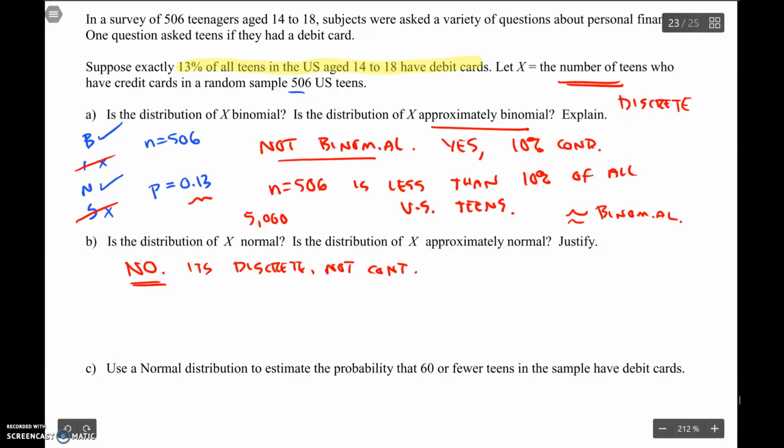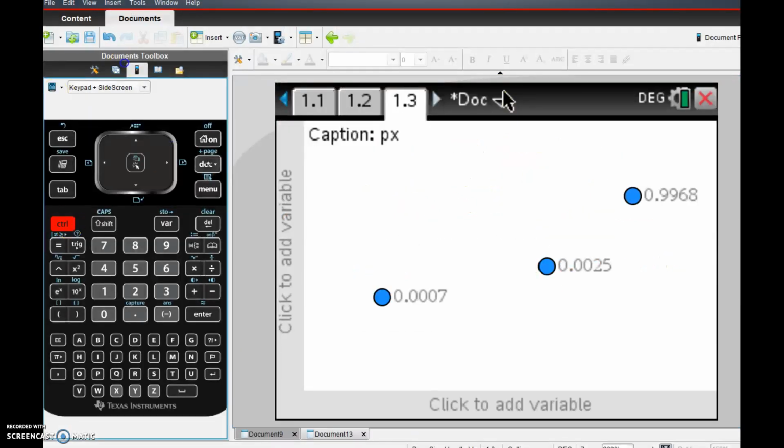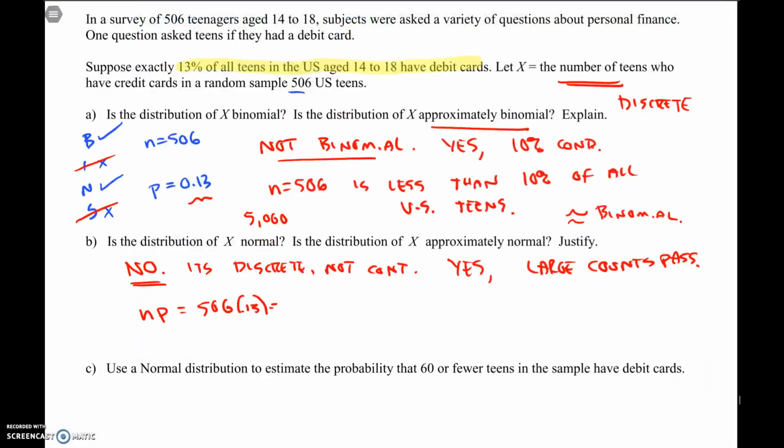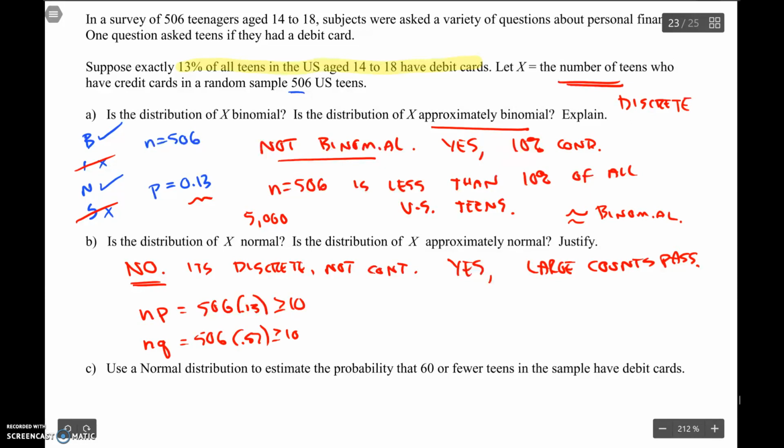Is the distribution approximately normal? Yes. The large counts condition is going to pass. That is n times p, which is 506 times 13%. I don't know what that is, but I guess I should do it. 506 times 0.13. Yeah, 67. That's plenty big. That is greater than or equal to 10. And nq, which is 506 times 0.87, that is obviously greater than or equal to 10. So the large counts condition passes.